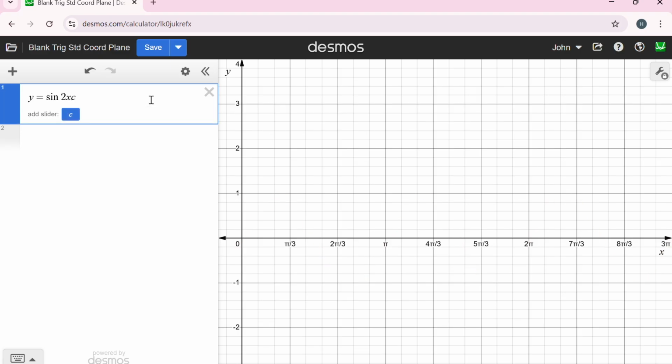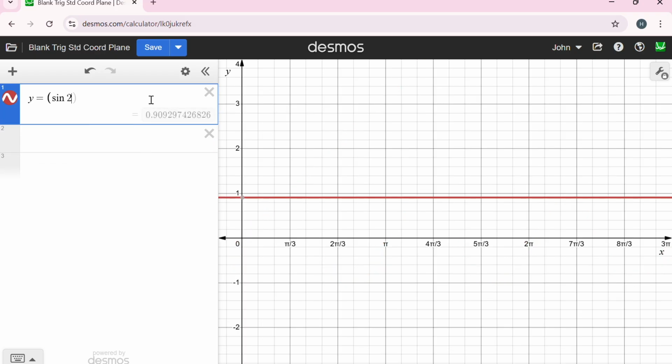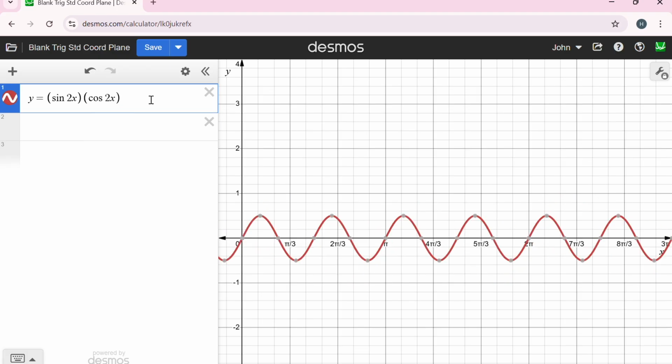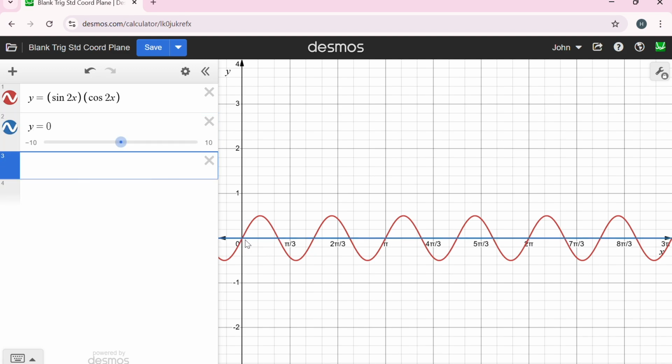I have y equals sine of 2x times cosine of 2x. Let me throw some brackets around there. It's not recognizing it. Sine of 2x times cosine of 2x. Okay, there it is. Okay, and that's y equals 0. Okay, so I'm not going to count that one because that is not in my domain.